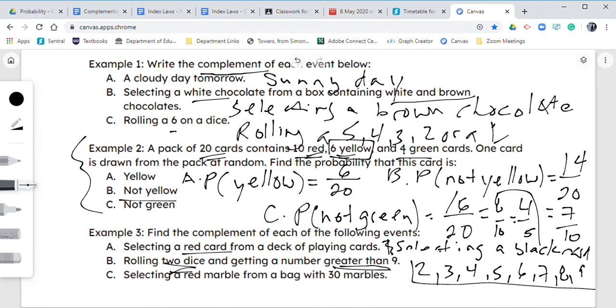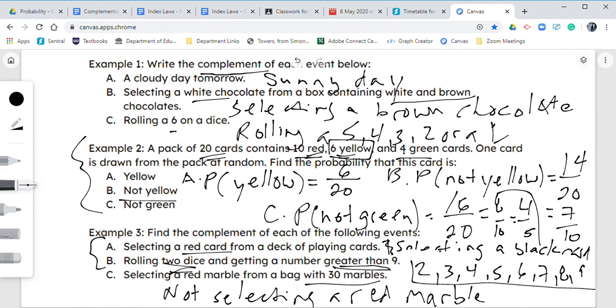It's impossible. Finally, C, selecting a red marble from a bag with 30 marbles. This one's a little tricky. They don't tell you what all the other colors are. So with this one, you would say not selecting a red marble. With this complement, because we don't have any other information, we can be general. But in other times where we have specific information, you have to be specific. So you can see I've been specific here, and that should help you do your practice.